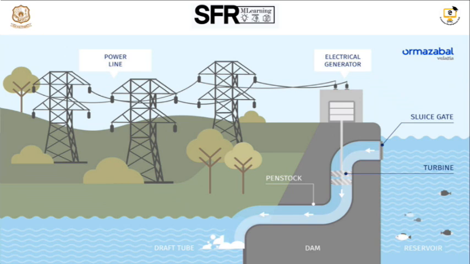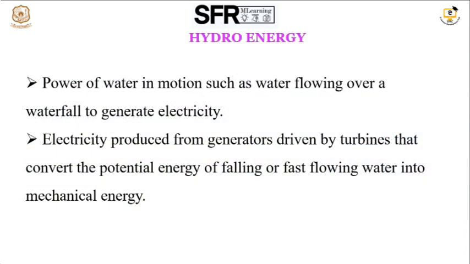Hydroelectric energy, also called hydroelectric power or hydroelectricity, is a form of energy that harnesses the power of water in motion, such as water flowing over a waterfall, to generate electricity. Hydroelectric energy is the most common renewable source of electricity. China is the largest producer of hydroelectricity.